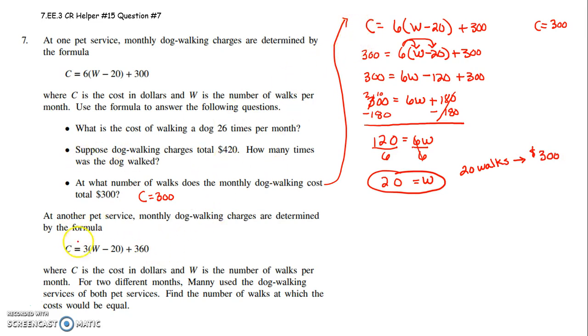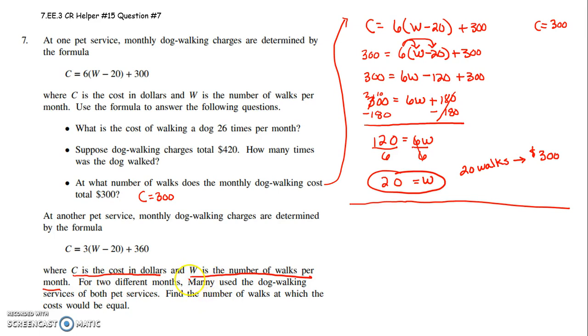So let's go to this section. Wow, this is an involved problem. It's the same process a few times, but it's an involved problem. At another pet service, monthly dog walking charges are determined by a different formula. This time it's C equals 3 times the quantity W minus 20. Take that and add on $360. Where C is the cost in dollars and W is the number of walks per month.